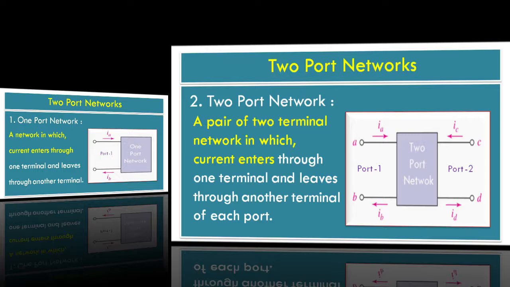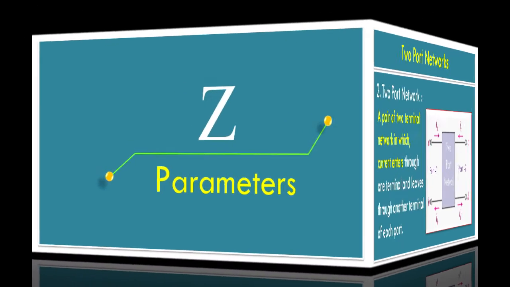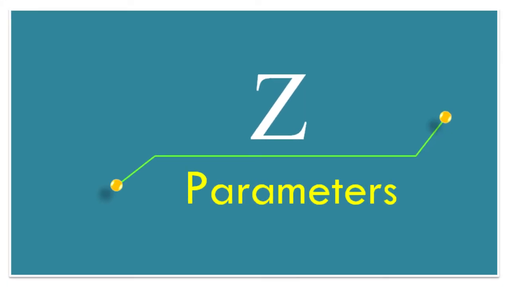Second term, two-port network. Statement: a pair of two-terminal networks in which current enters through one terminal and leaves through another terminal of each port. See the diagram. Currents IA and IC entering into port 1 and 2, with currents IB and ID leaving from port 1 and 2 respectively. Up till now we have studied important terms in two-port networks.